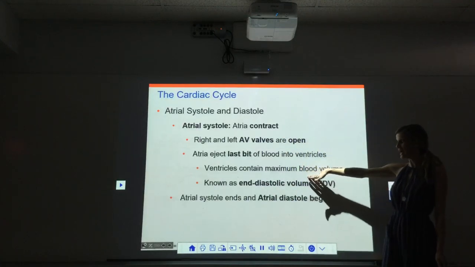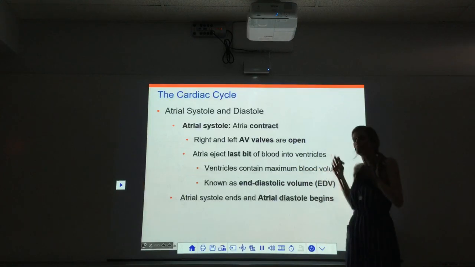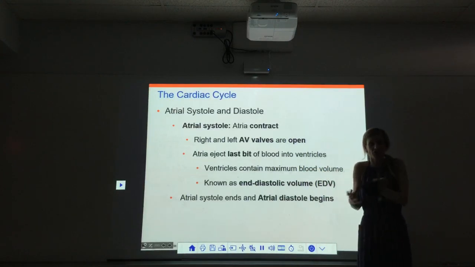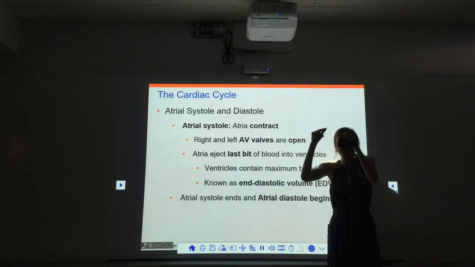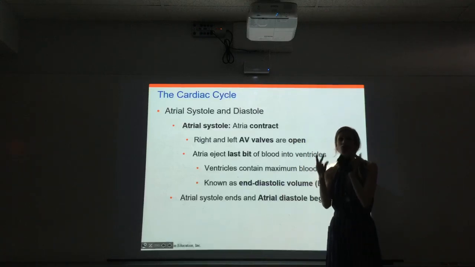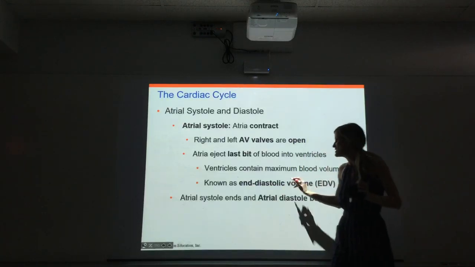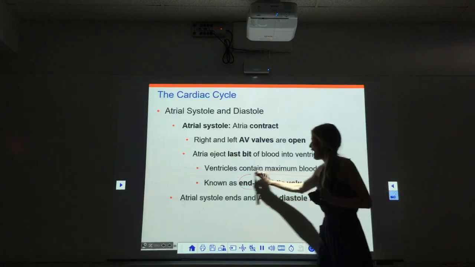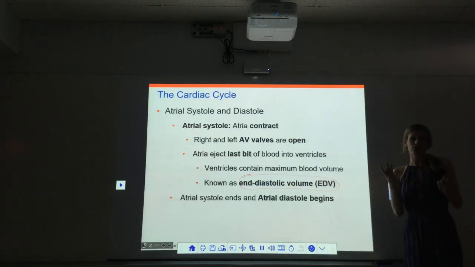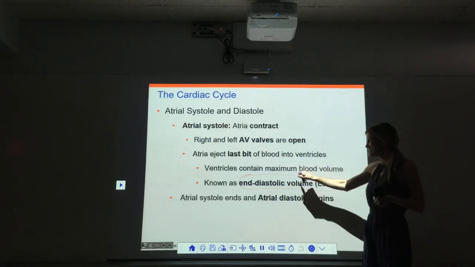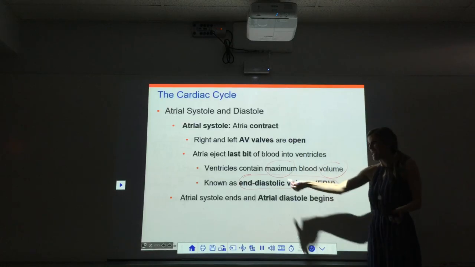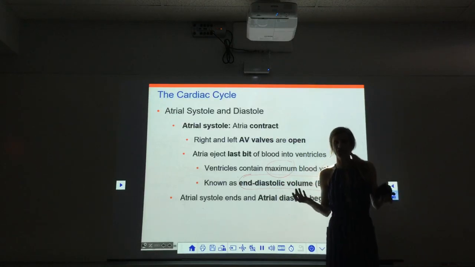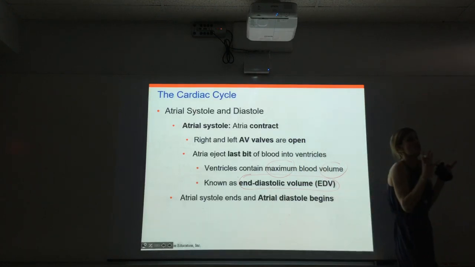And at that point in time, the ventricles contain the maximum amount of blood that they're going to have during that cardiac cycle. The atria have just squeezed the last bit of blood down there, and the ventricles are filled up. They're not going to get any more during that cardiac cycle. At that point, we say that the ventricles have their end diastolic volume. End diastolic volume is like the max volume. End diastolic is like end of relaxation. At the very end of their relaxation, they're filled up to their maximum volume. That's the EDV.